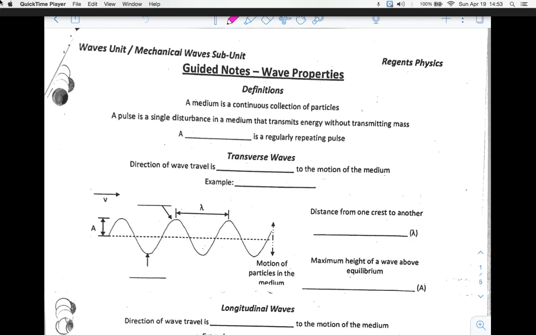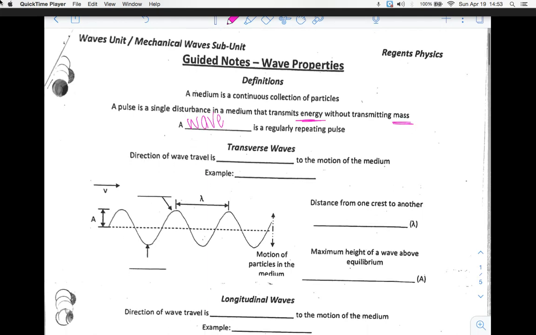Always, always, always energy without mass. Always. A wave itself is a regularly repeating pulse. So when we're talking about a wave, it is made up of multiple pulses together. We have two different types of waves that we're going to talk about.